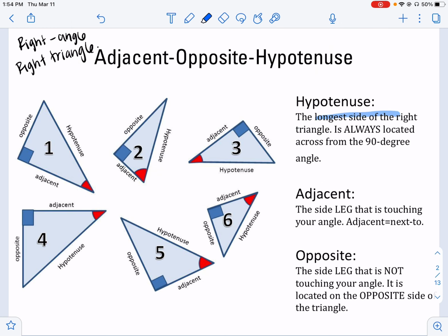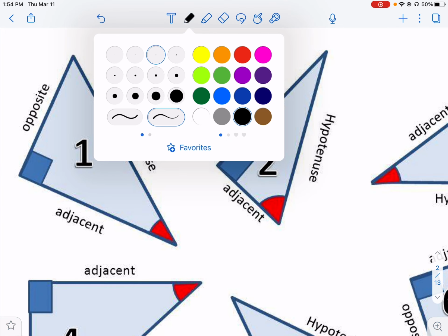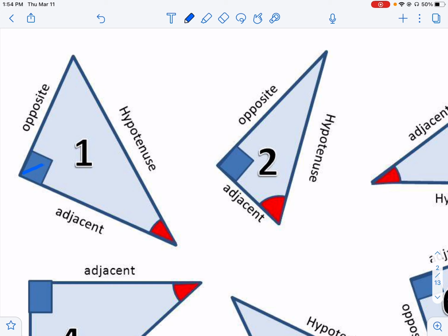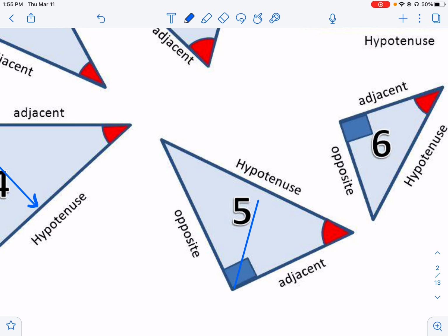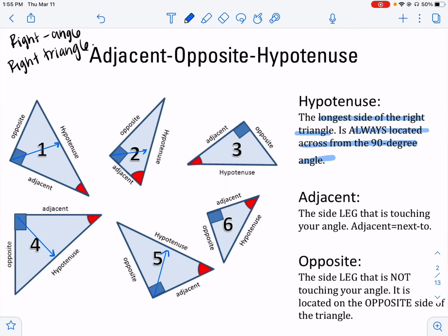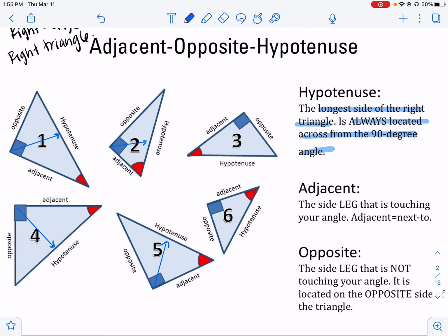The hypotenuse is always the longest side of your right triangle, and it is always located across from the 90-degree angle. So if we look at any of these diagrams, and we start at the right angle, which is always kind of the box, and draw across the triangle, that is where we're going to find our hypotenuse. It doesn't matter which one of these we're looking at, it's always going to be across from the 90-degree angle. So the hypotenuse is not angle dependent, meaning it doesn't change, it is always the same exact side.